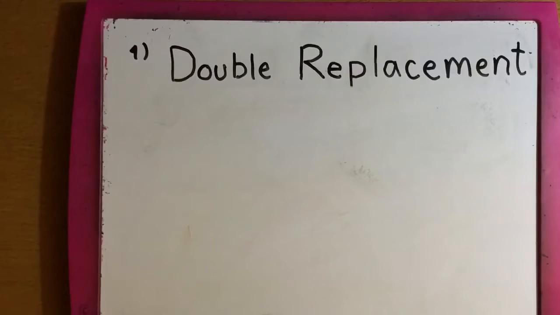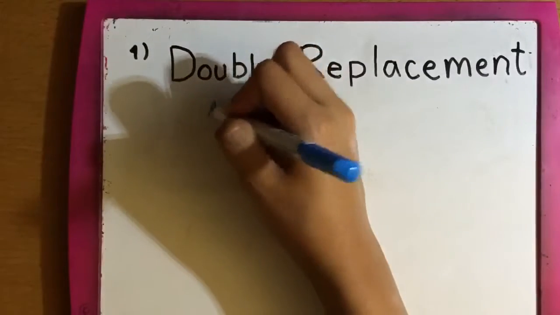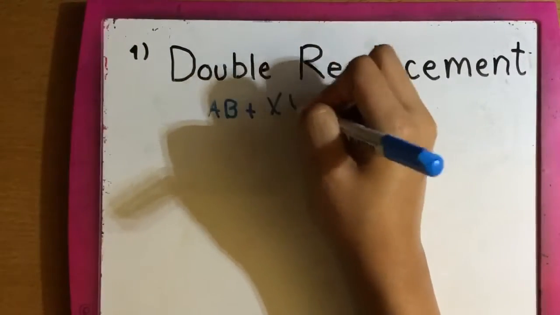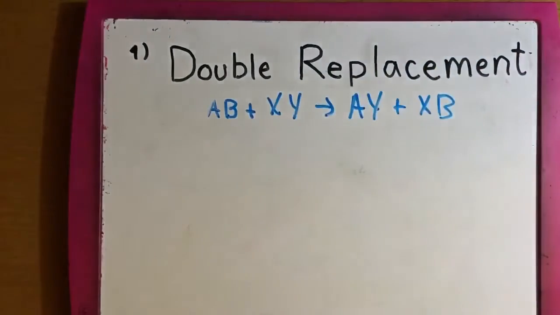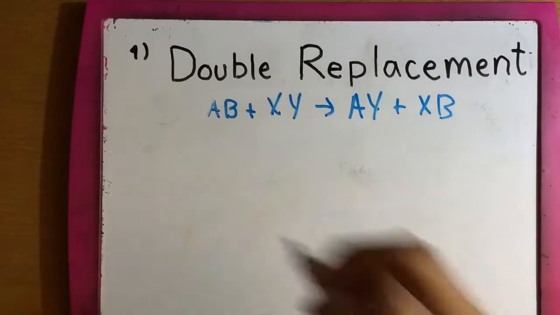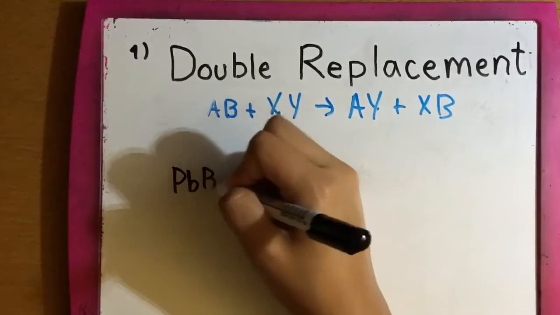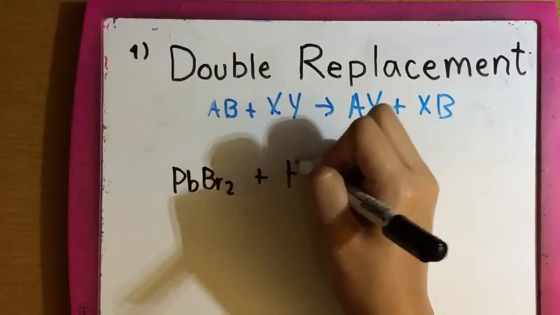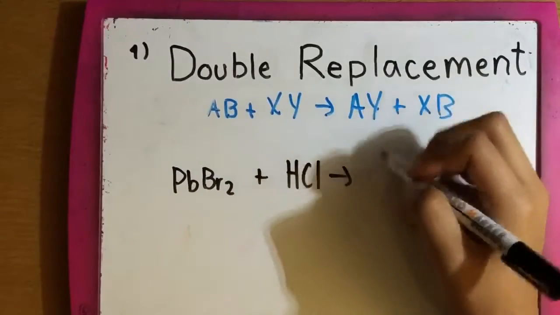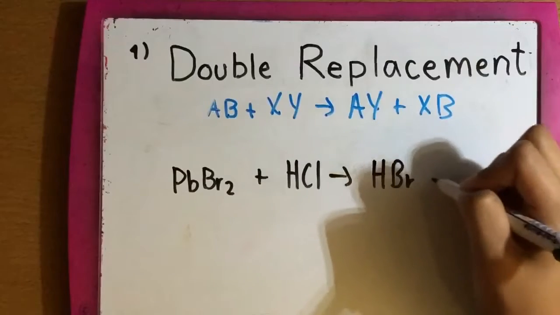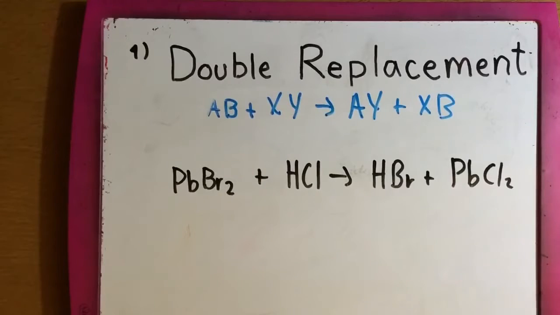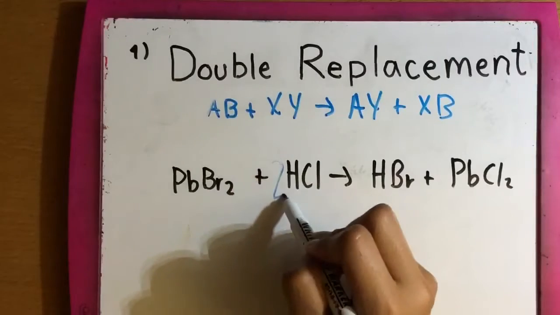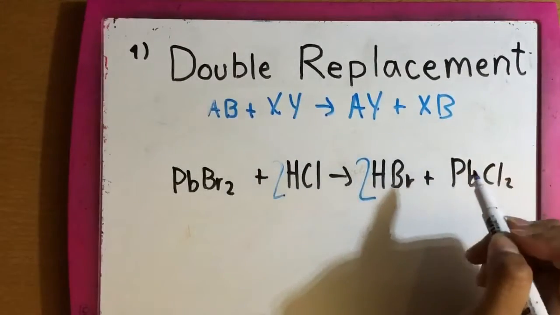Double replacement is when two ionic compounds exchange places to form two new compounds. And the generic structure for that is AB plus XY produces AY plus XB. In the example, we have PbBr2 plus HCl producing HBr plus PbCl2. So balancing that, you would get a ratio of 1, 2, 2, 1.